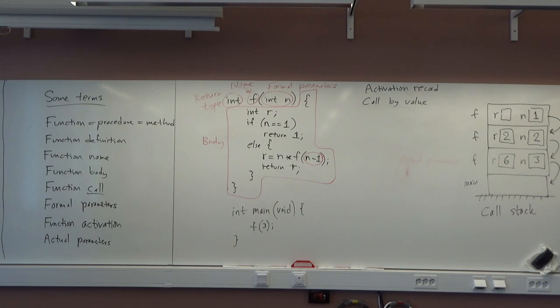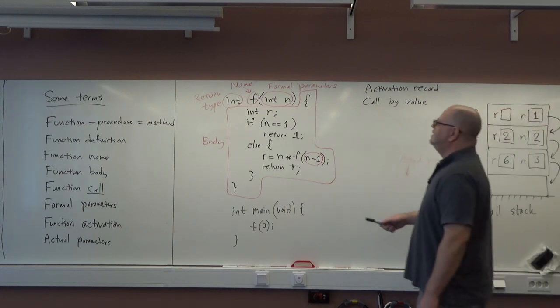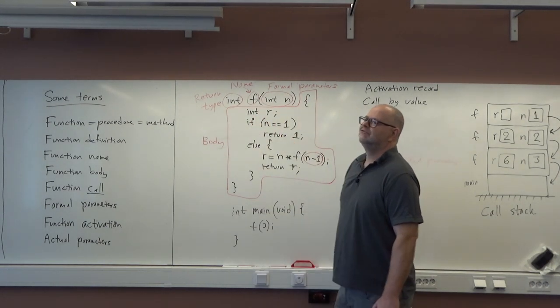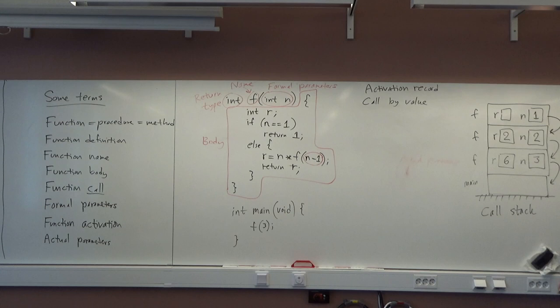And a good optimizer might possibly be able to optimize away this, except if it's C, then some other function somewhere else could call F, so we can't remove F entirely. Okay?